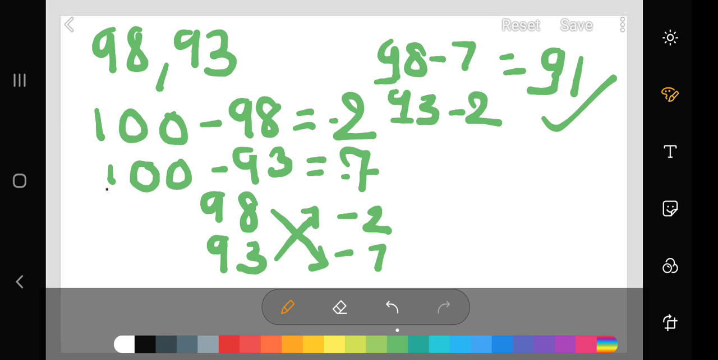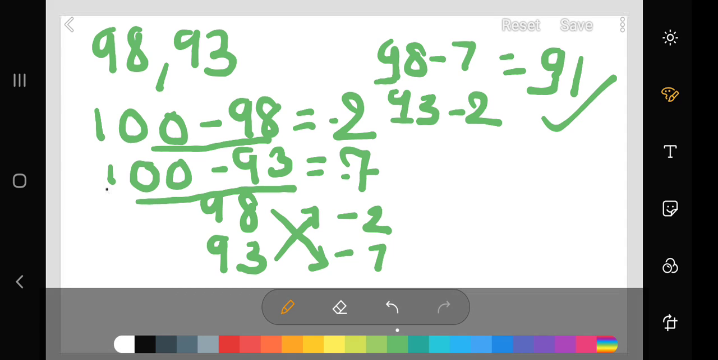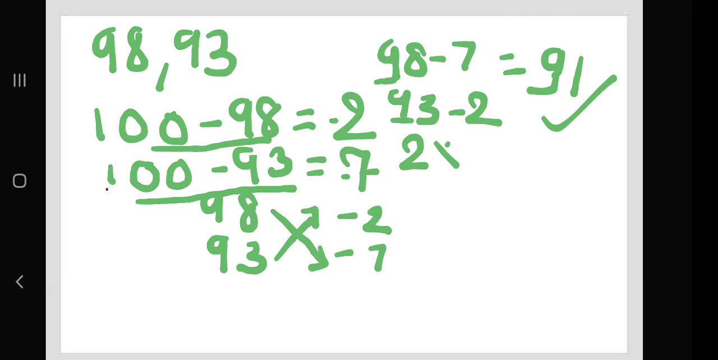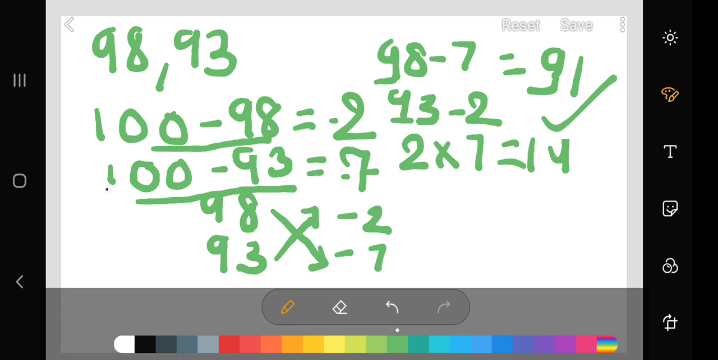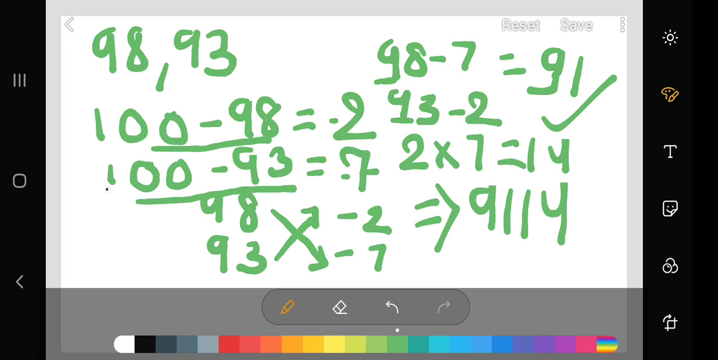So now the next step is we will multiply the differences of 100 minus 98 and 100 minus 93 together. The differences are 2 and 7. So we will multiply 2 and 7, then we get 14. Now we will put both numbers together, 9114. So this is the product of 98 and 93.